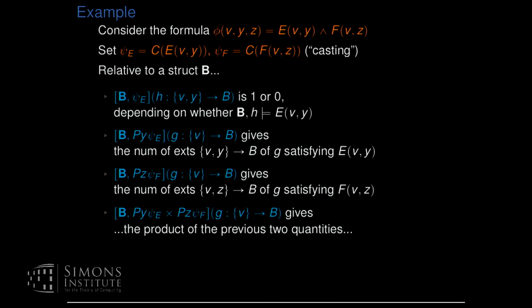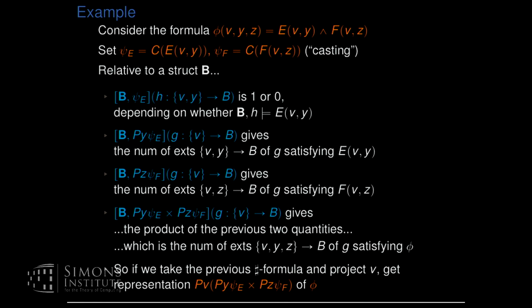And if you actually think about it, this is going to be precisely the number of extensions to all of the free variables that satisfy phi. Because if we fix a value for v, the other two variables, intuitively, behave orthogonally. There's no constraint or interaction between them. So with this, if we project away the remaining variable v, we get a representation of phi, which always tells us the number of answers.